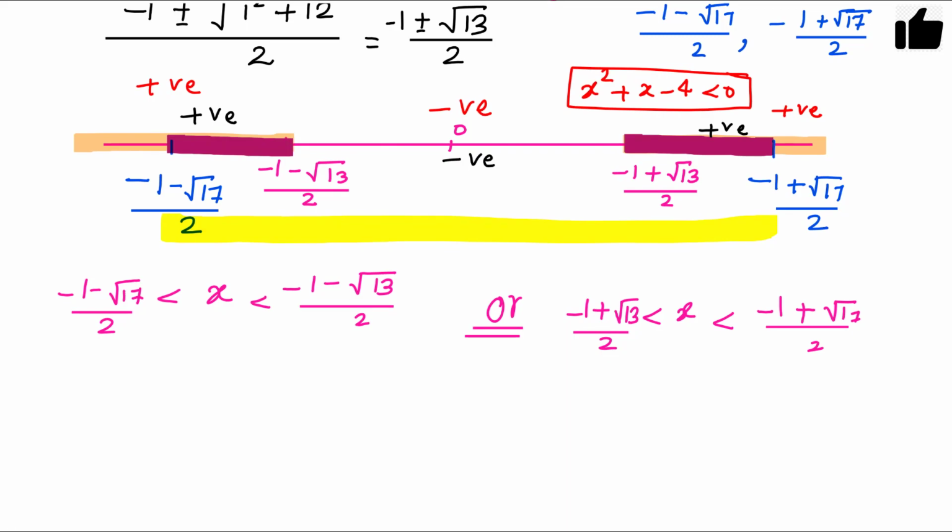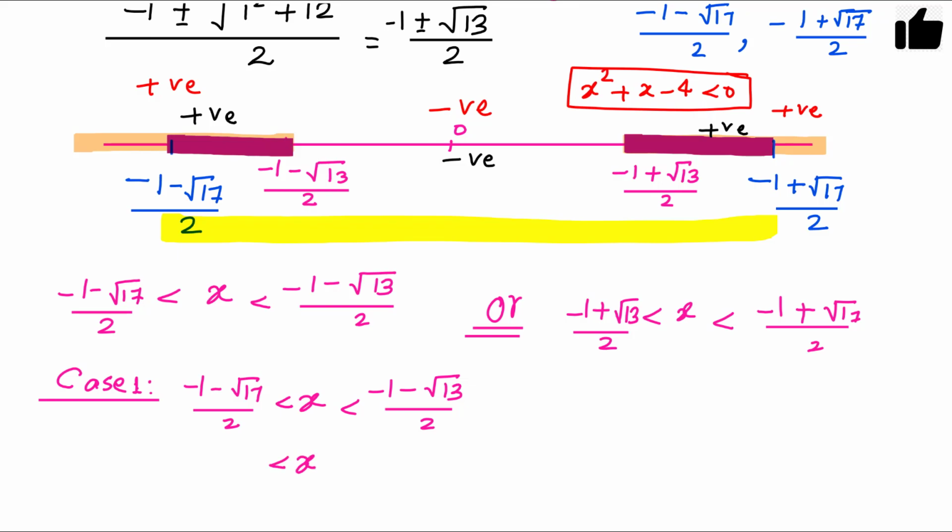So let us consider case 1, that is when x lies between minus (1 + √17)/2 and minus (1 + √13)/2. Basically, if you calculate these values, this will be minus 2.56 and this is minus 2.31.